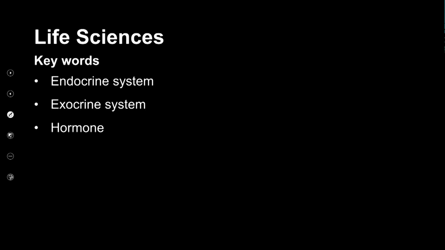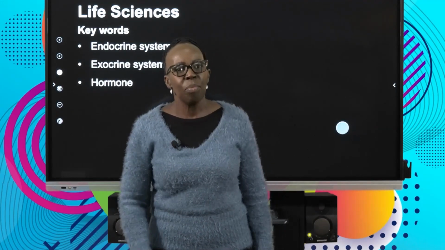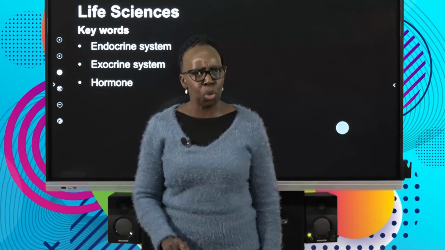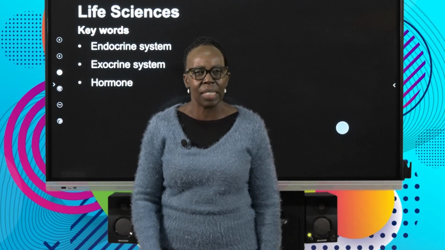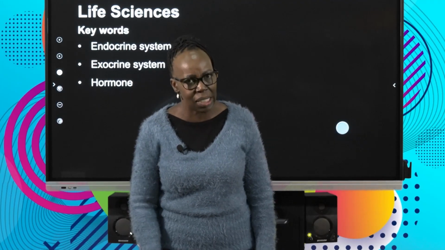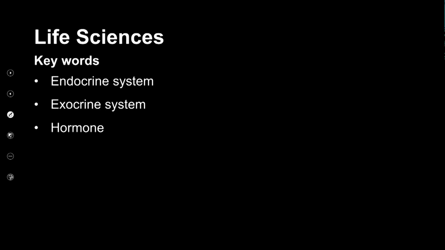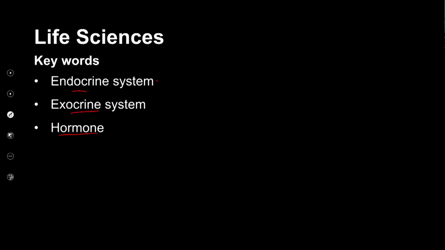Then the key words. In every section that you're dealing with, you need to look at the key words, which are very important to know, because in our subject, life sciences, the terminology is too many. For you to understand all the concepts and how the processes are going on, you need to know your terminologies. So in this section, we're looking at endocrine system, exocrine system, and hormones. But what about these key words? Let's continue now.